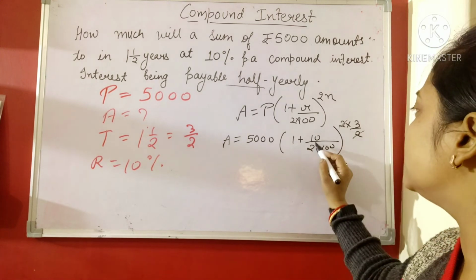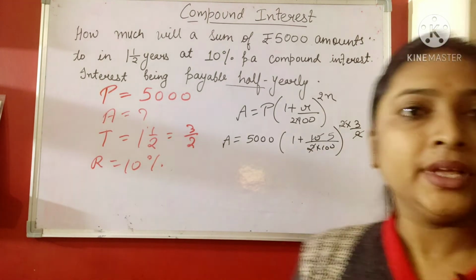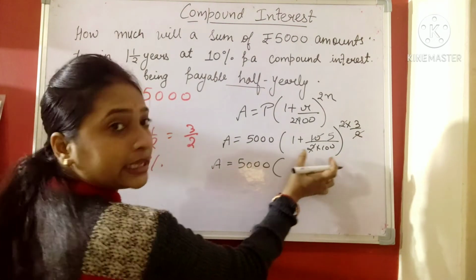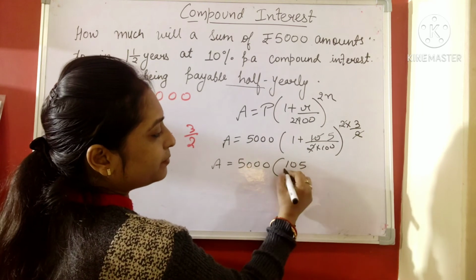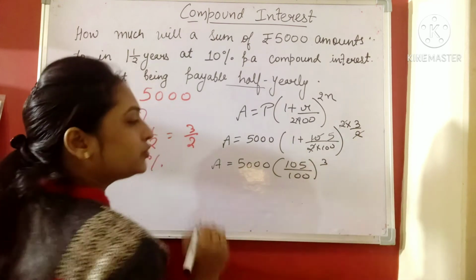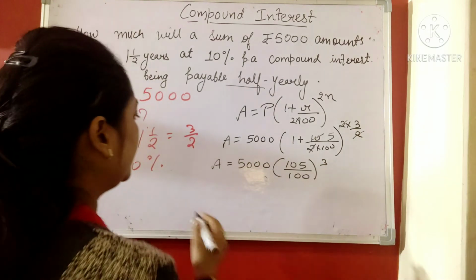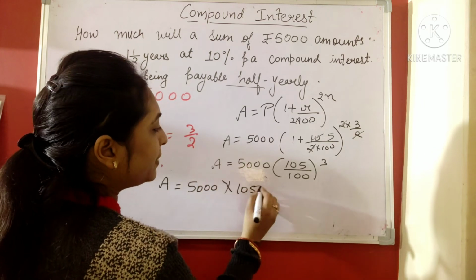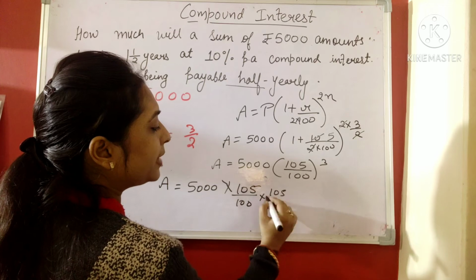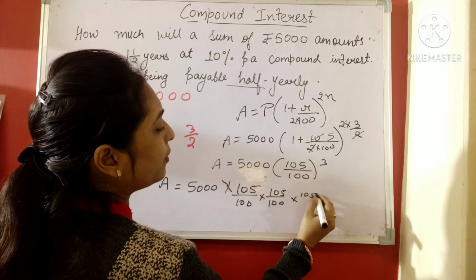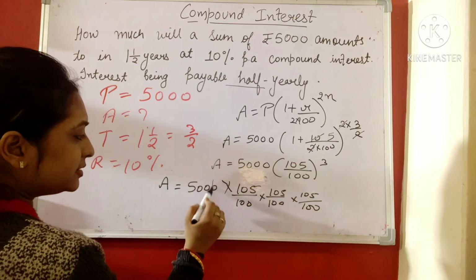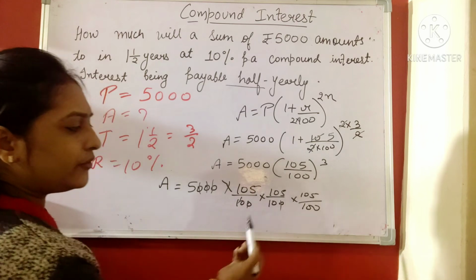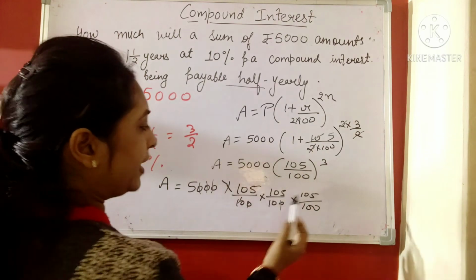So this and this got cancelled. Now the amount is equal to 5,000. Take the LCM, so it will be (105 by 100) raised to the power 3. Now please expand this. It will be A is equal to 5,000 into 105 by 100 into 105 by 100 and again 105 upon 100. Now cancel zeros first, and since we have only 100 in the denominator, we will not simplify further.